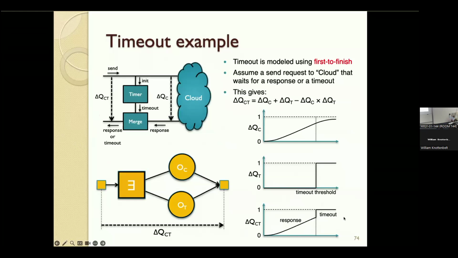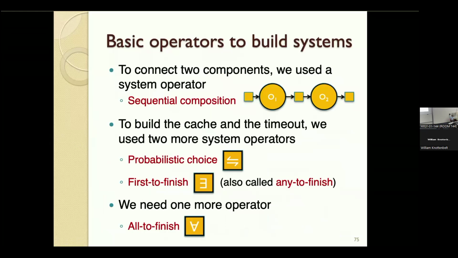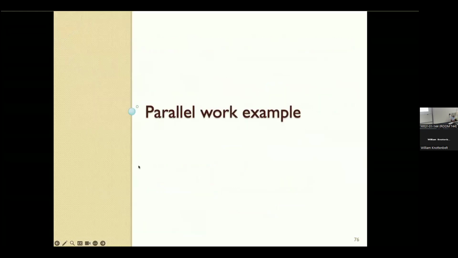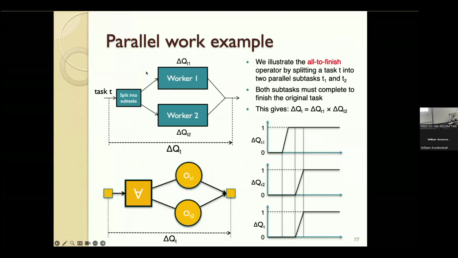Okay, so we're not done yet. We're gonna give some more examples. So we already showed a few operators: sequential composition for combining components that are done one after the other, probabilistic choice when you have a choice between alternatives, and first to finish synchronization. This one's also called any to finish. But in fact, we need one more operator to have a set that is actually complete enough to model many different kinds of systems, which is called all to finish. And to show the all to finish, I'm going to show another example, which is parallel work, okay?